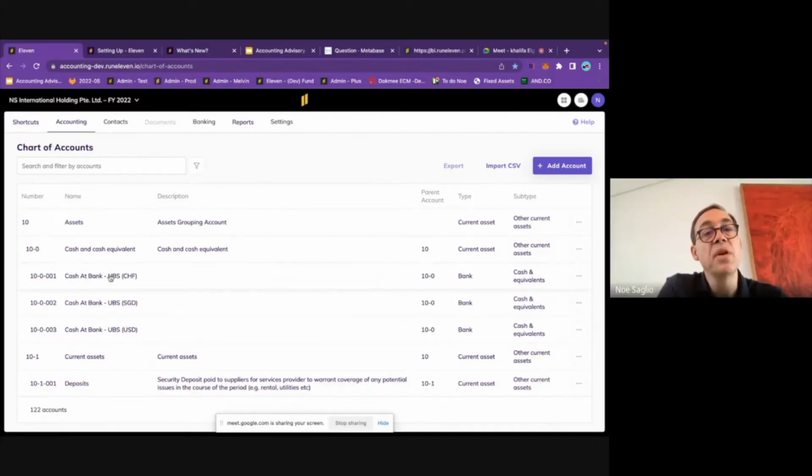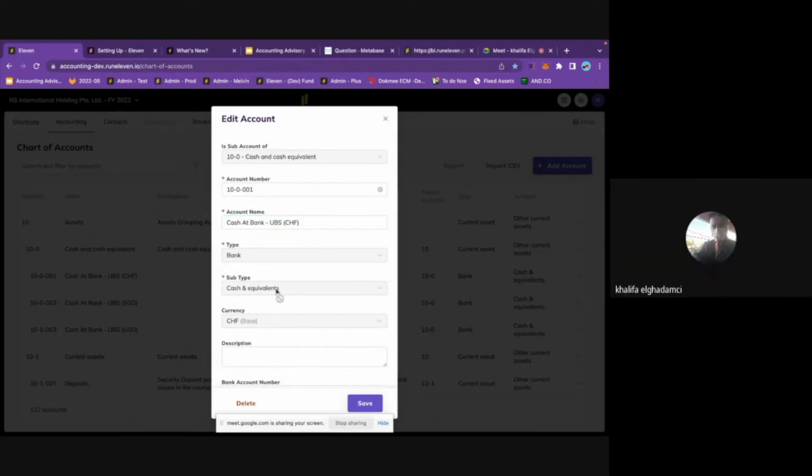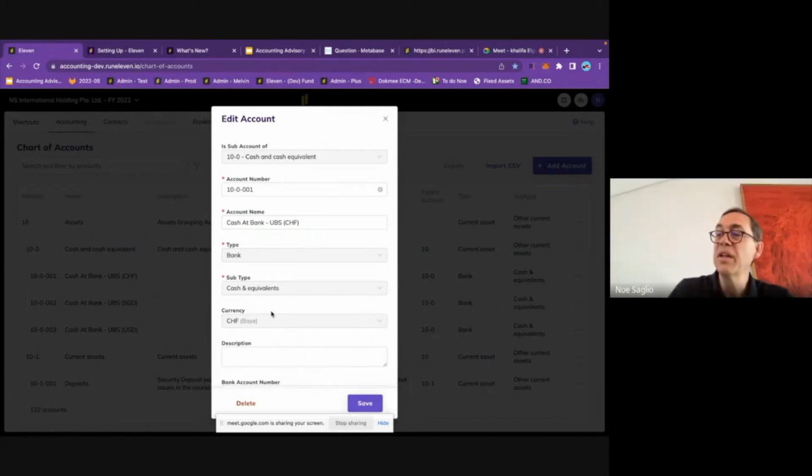Okay, so if we take, for example, an account, here you're going to have this account is a cash. So it's a cash at bank. This is the name. This is a bank account, cash and cash equivalent. It can have only one currency. Oh, each account has one currency only? No. It depends on the account type.